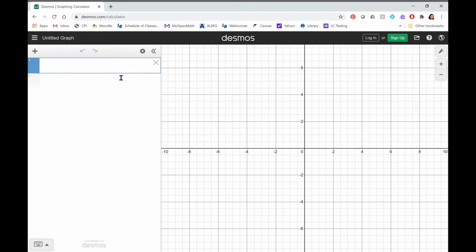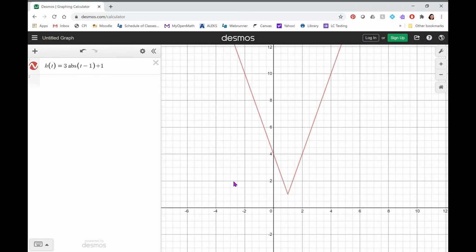All right, here we are in Desmos, and we're going to go ahead and graph this function. h of t equals 3, absolute value, t minus 1, in my parentheses, because that's the end of where I want my absolute value to be, plus 1. Now hopefully we are familiar enough with our graph transformations to know this is the regular absolute value function, shifted right 1, shifted up 1, and stretched vertically by 3. But anyway, Desmos does that all for us. All right, here is our function h of t.